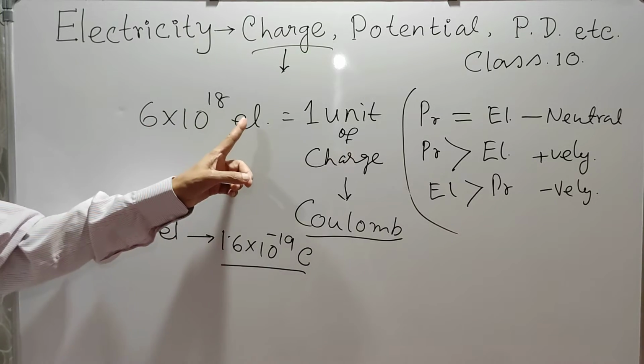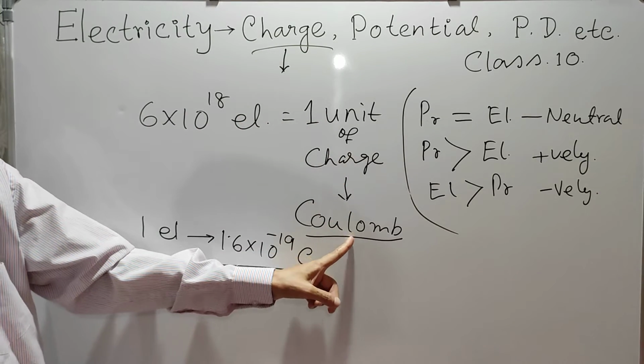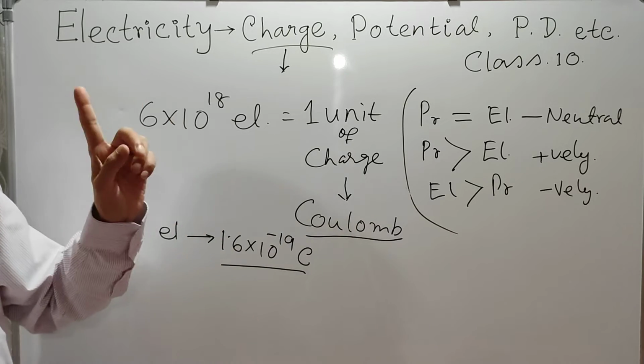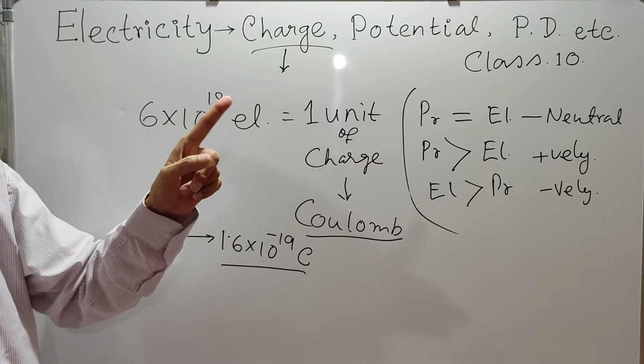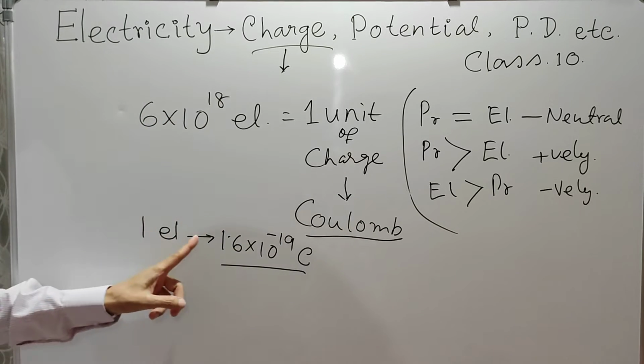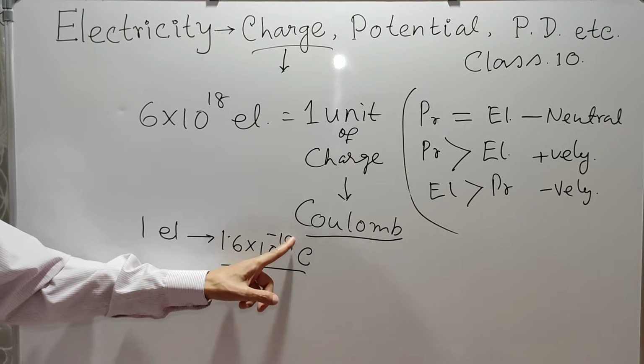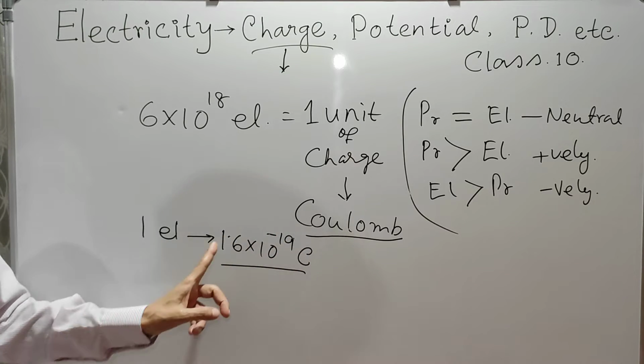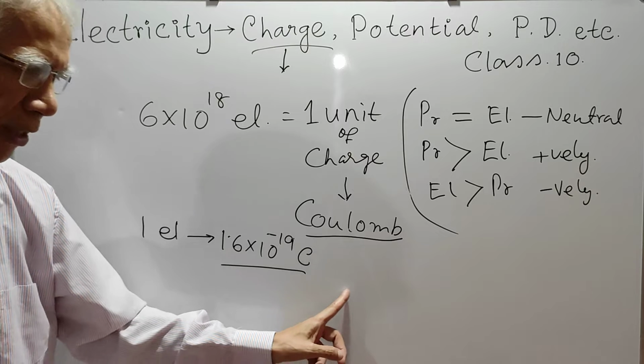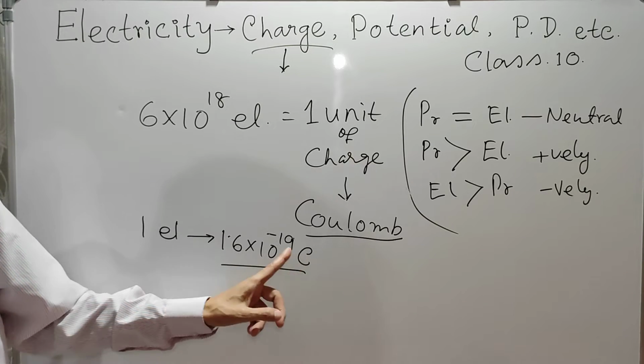So many electrons have a charge of 1 coulomb, and therefore what is the charge of just one electron? The charge of one electron is 1.6 into 10 to the power minus 19. So small, you see, 1.6 divided by 10 to the power 19. So small an amount of coulomb.